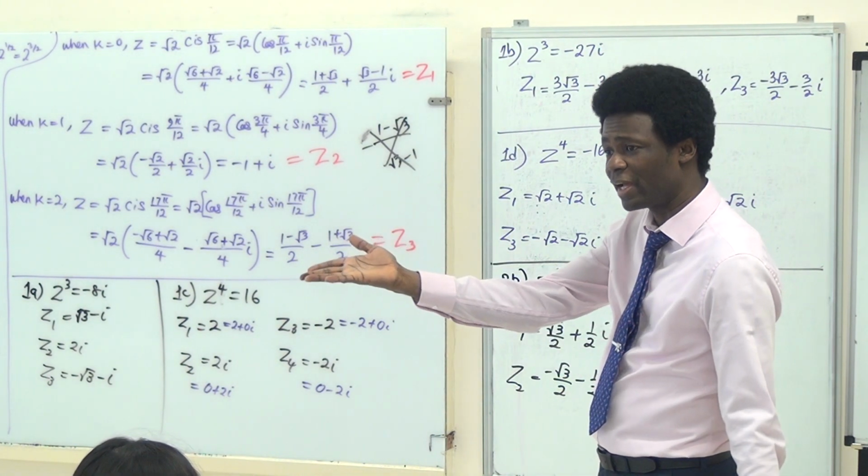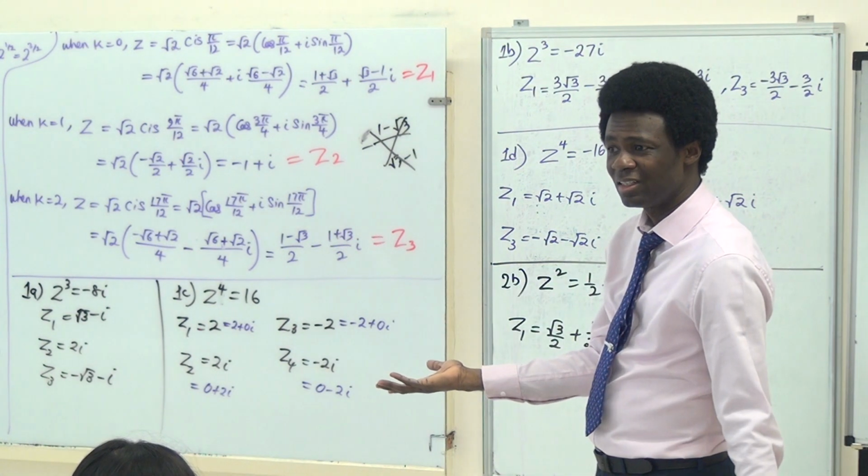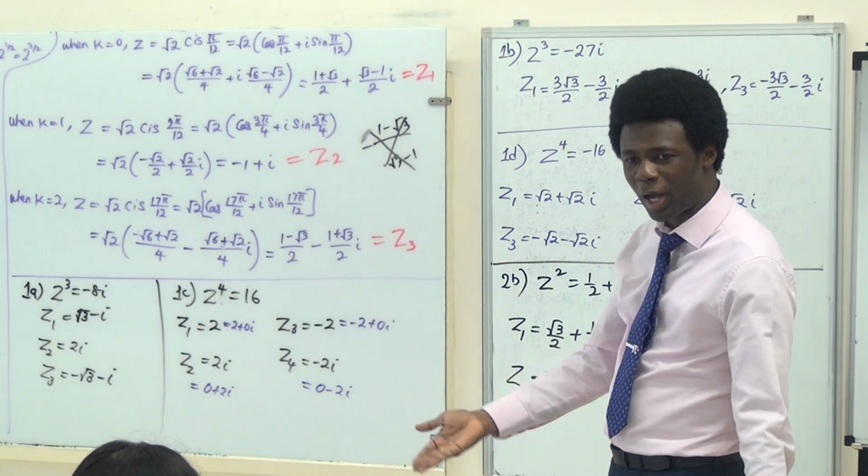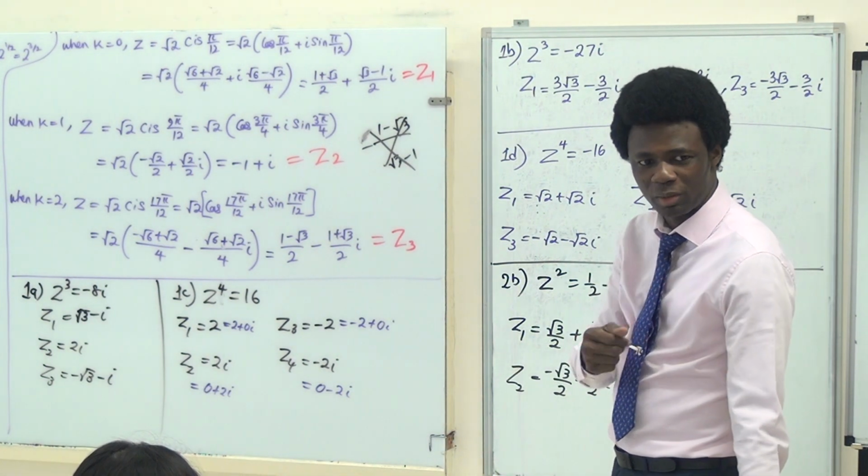Because when you square a negative sign, it doesn't really matter. So it makes sense to have opposite signs when you are dealing with even powers. Do you understand what I'm saying?